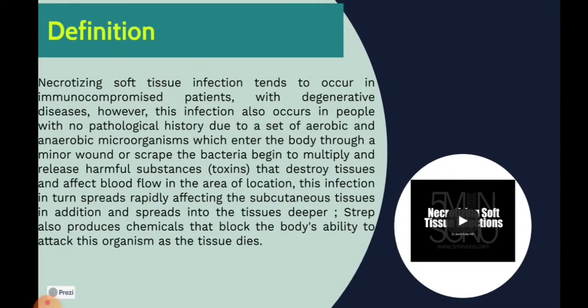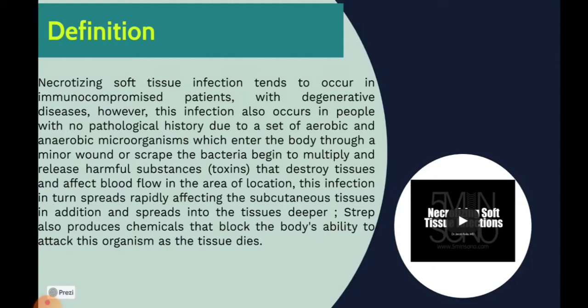Definition: necrotizing soft tissue infection tends to occur in immunocompromised patients with degenerative diseases. However, this infection also occurs in people with no pathological history due to a set of aerobic and anaerobic microorganisms which enter the body through a minor wound or scrape.